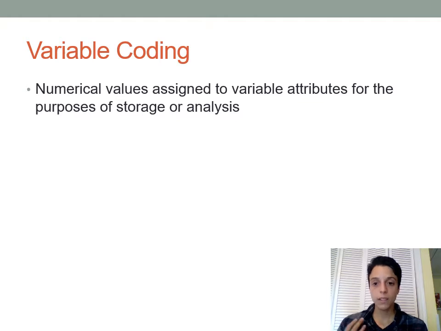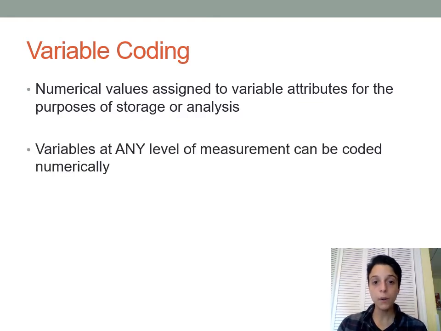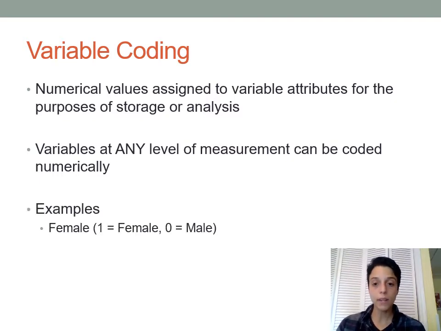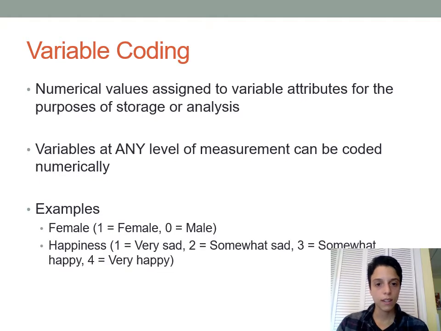When we use software to look at statistics, we typically code variables. This means that we assign numbers to different variable attributes just for the purposes of storing them and analyzing them within the program. You can do this for variables at any level of measurement. As an example, with a nominal level variable, you could code females as 1 and males as 0. Typically when you have something with two categories, it's standard to code them as a 1 and a 0. You could have an ordinal variable. If we're talking about level of happiness, you could code each of these different ordinal attributes as a 1, a 2, a 3, or a 4.